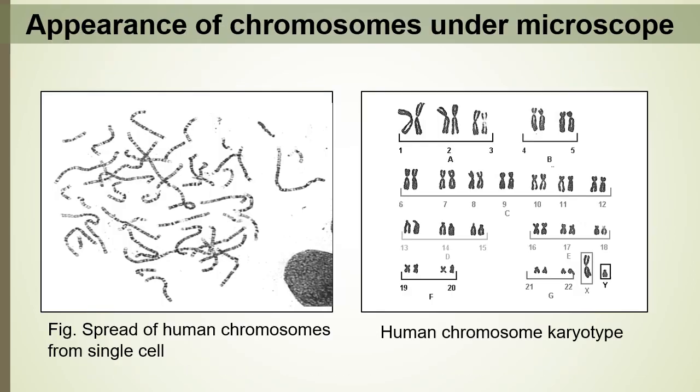Let us see how the stained metaphase chromosome appears under the microscope at high magnification. In the first diagram, the bands in the chromosome are very distinct. In the second diagram, the human chromosome karyotype is shown after proper arrangement.